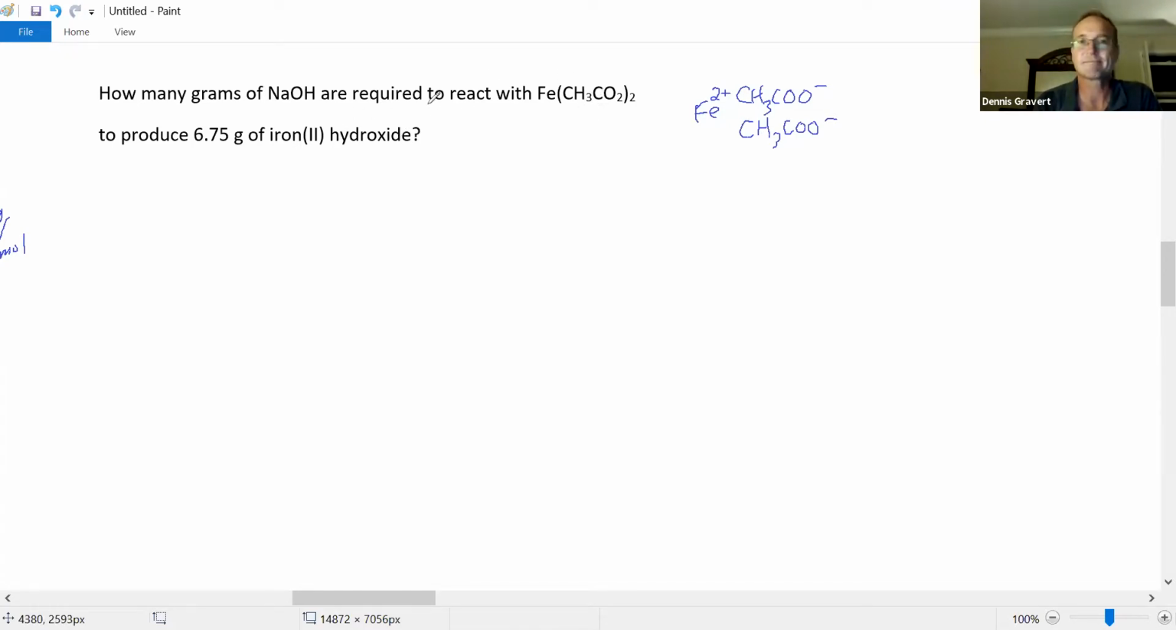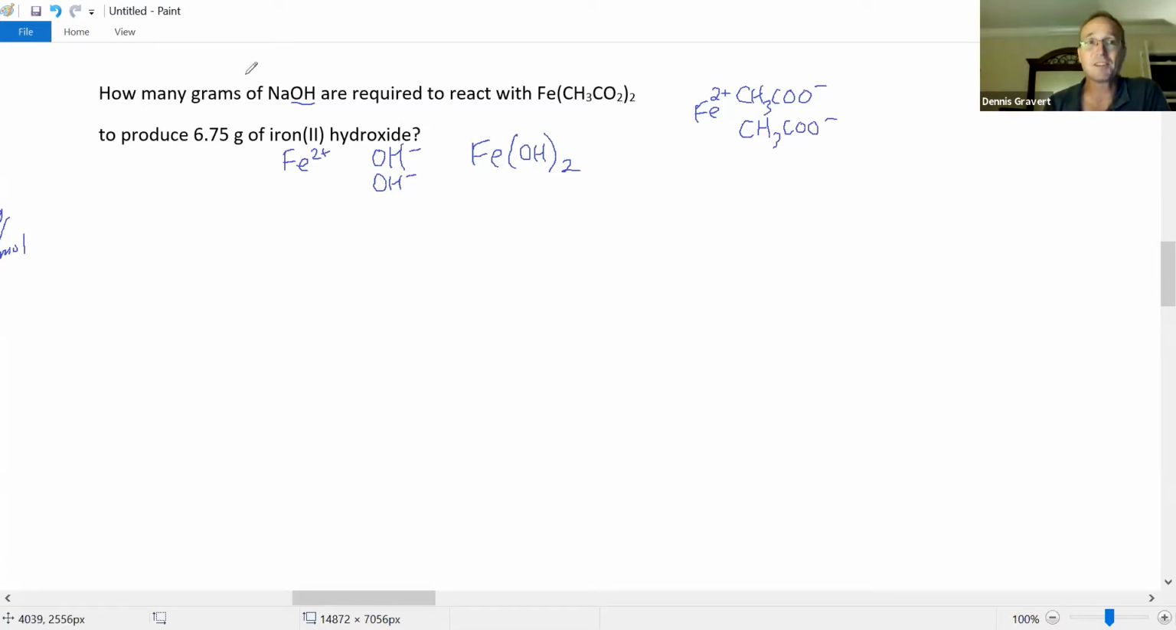And we want to react these 2 molecules to produce 6.75 grams of iron(II) hydroxide. Well, iron(II), remember, the Roman numeral tells us the charge on the iron. Hydroxide is OH, and we have to memorize its charge: -1. So to balance the charges, we need 2 hydroxide ions. So the chemical formula of iron(II) hydroxide is Fe(OH)2, with the 2 outside the parentheses. I hope that helped break down the question.